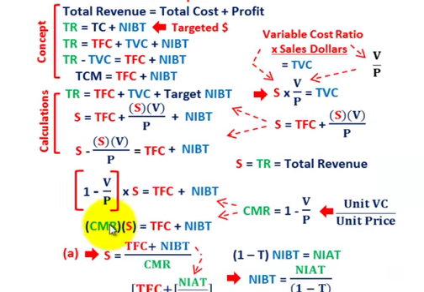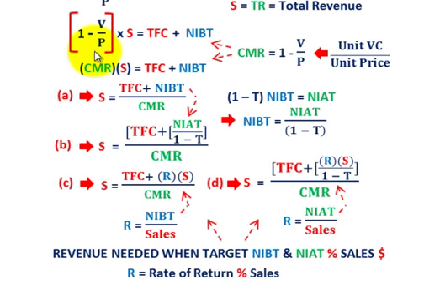Okay, so now we'll represent this amount, 1 minus our variable cost ratio, and call that the contribution margin ratio. So that amount, contribution margin ratio times our sales dollars, equals our fixed cost plus our net income before taxes. So first, we'll settle for looking at our targeted net income before taxes, the sales amount.